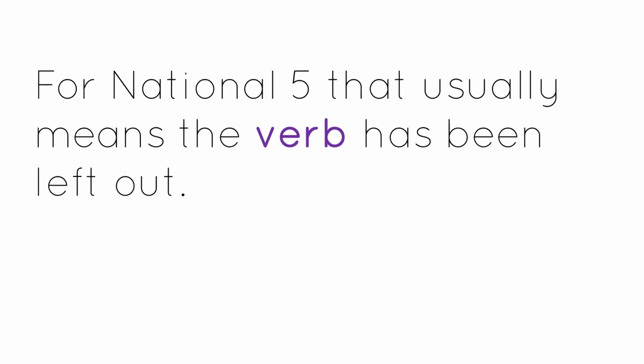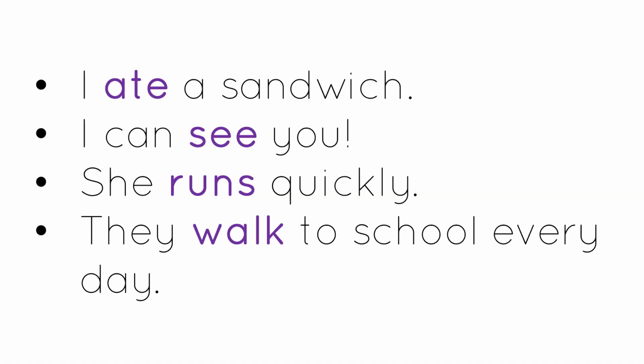And I'm going to show you some examples. Here are some ordinary sentences with the verbs left in, and you can see them in purple. I ate a sandwich. I can see you. She runs quickly. They walk to school every day. They're all grammatically correct sentences. Full stop at the end. They have a subject, an object, and a verb. And it's the verb that gets left out.